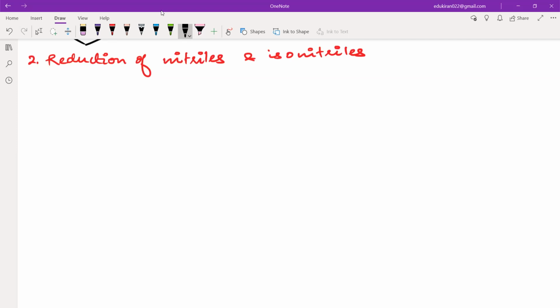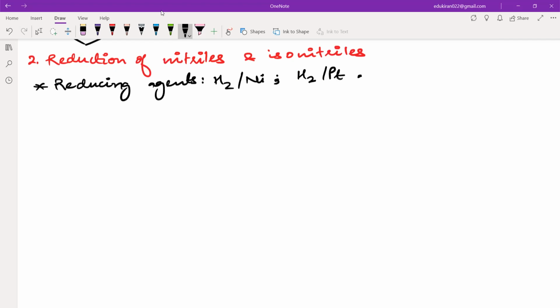So first question is, what are the reagents that we have to use? We will obviously be using reducing agents. So please write the reducing agents that are used: H2 in the presence of nickel, H2 in the presence of platinum, LiAlH4, sodium-Hg, or you can also use alcohols, importantly ethyl alcohol, C2H5OH.